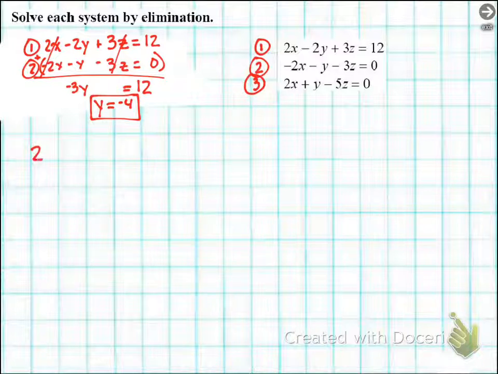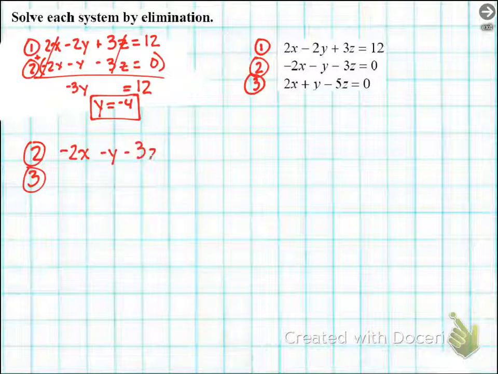Okay, so let's write equation 2 and 3 next to each other. So we got negative 2x minus y minus 3z is equal to 0. Put equation 3 underneath it. We got 2x plus y minus 5z is equal to 0. Okay?